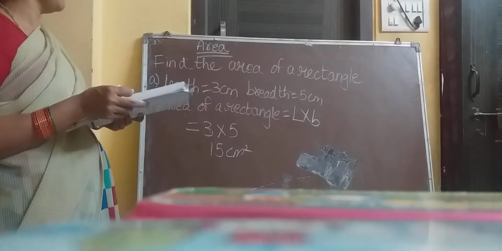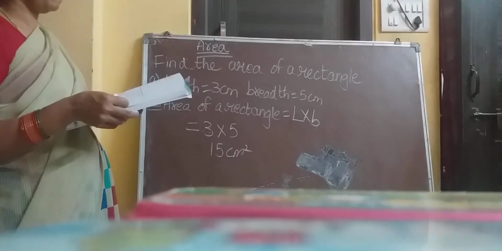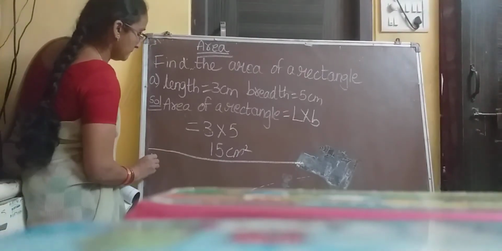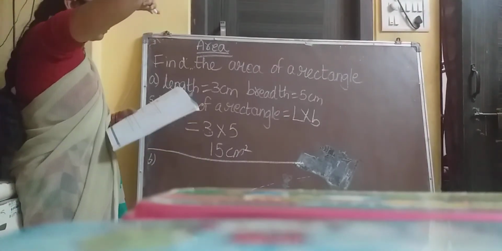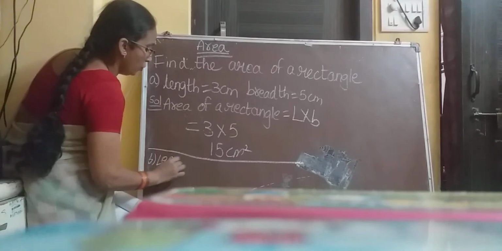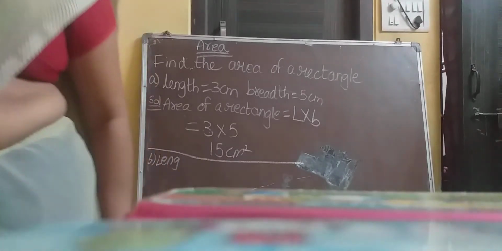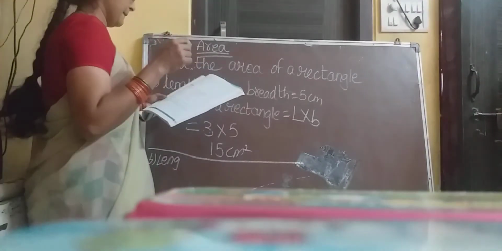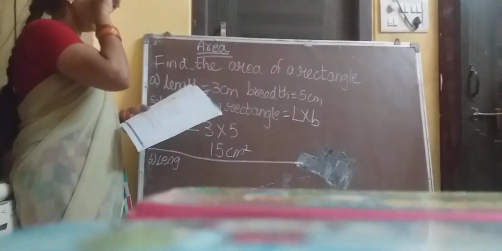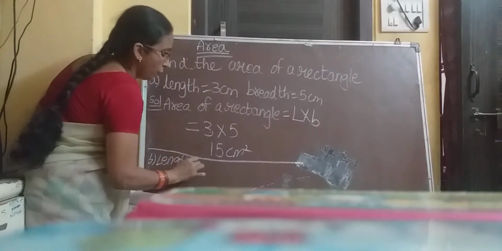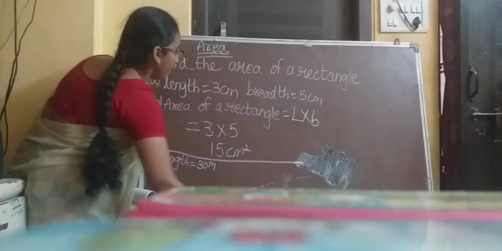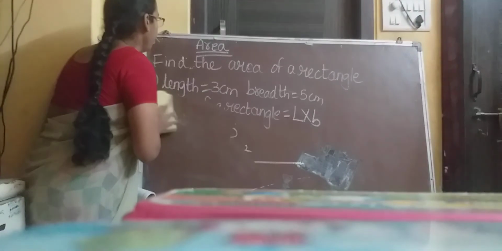Yes, shall I show one more? One more, you see now. B1: length is equal to 30 meters. I'll write up on it, children, you can't see here. B1, I am writing.